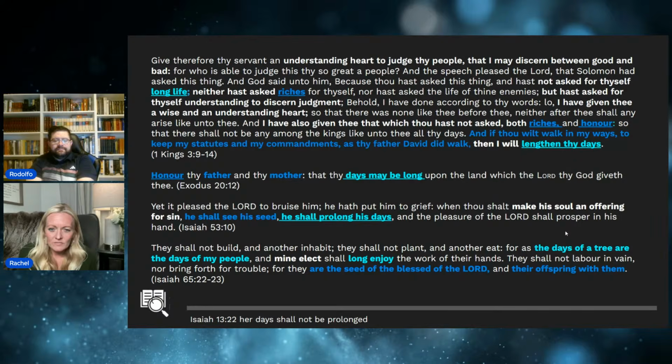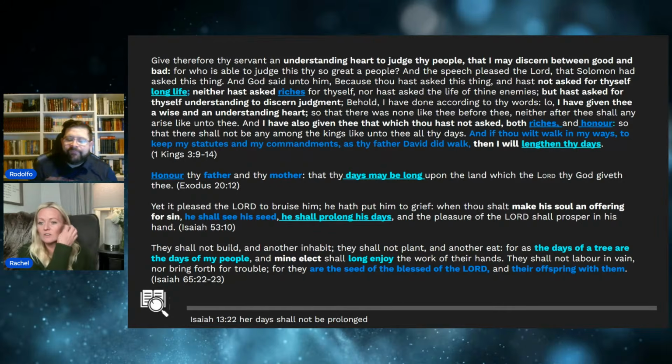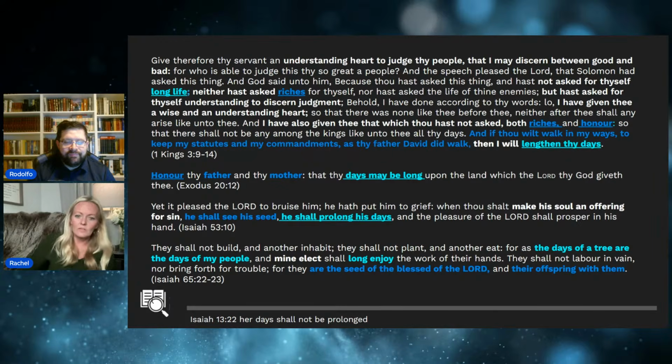And then Isaiah 53, let's see. Yet it pleased the Lord to bruise him. He hath put him to grief when thou shalt make his soul an offering for sin. He shall see his seed, which again, there's like represents some family there. He shall prolong his days, and the pleasure of the Lord shall prosper in his hand. And then we see hand there again. And the idea of making your soul an offering for sin, maybe obviously for yourself, but maybe there's an aspect of doing that for someone else too that is going to play in here in the next slide.